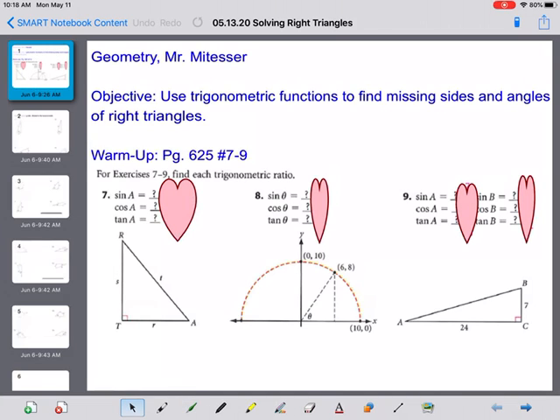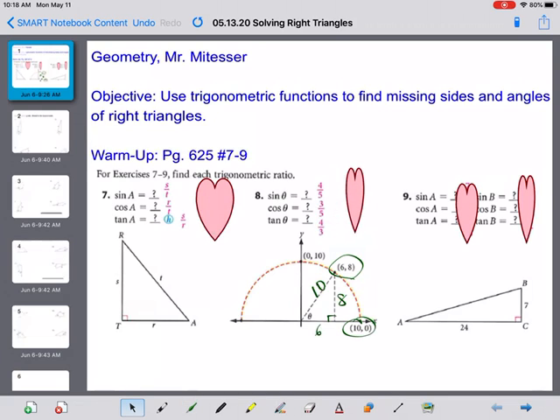All right, so let's check your answers. Here they are. Sine of A is S over T, cosine of A is R over T, tangent of A is S over R. Number 8, the ordered pair (6, 8) tells you the base of this triangle is 6, the height is 8, and then the radius is 10. It's a 6, 8, 10, or a 3, 4, 5 right triangle.